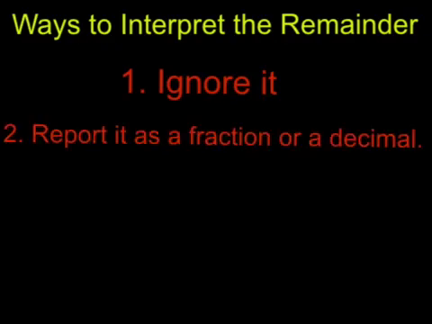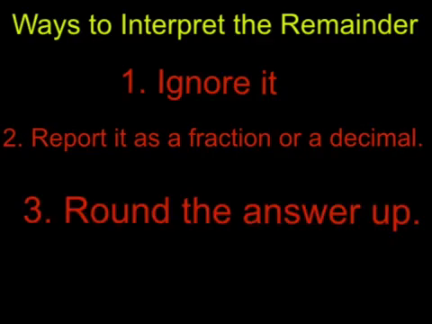The second thing that we could possibly do with a remainder is to report it as a fraction or a decimal. In some of the word problems you'll be working with today, you'll understand why it's important to not just throw away or ignore the remainder, but to actually use it as part of your answer. The final possibility for interpreting a remainder is to round the answer up. There are some cases where you will get a remainder, but you'll need to round your answer up because the information that the problem is asking for requires that the remainder not be thrown away or reported as a fraction or a decimal. You will again understand this better towards the end of this video.